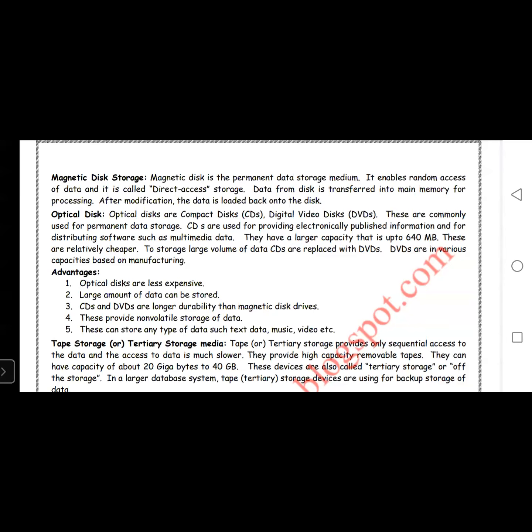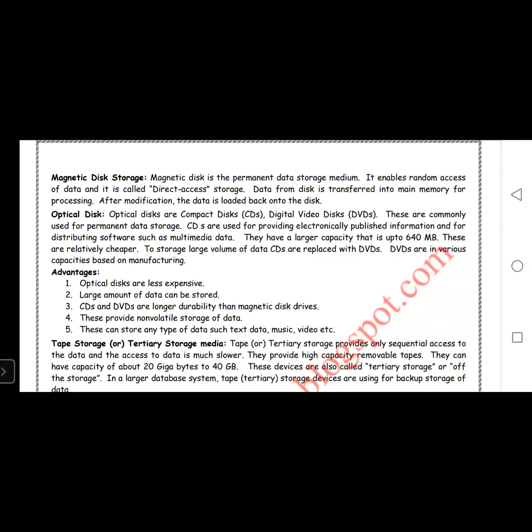Magnetic disk is a permanent data storage medium. So once we need to perform a read operation, the data will be transferred from the disk to the main memory. If it is a write operation, then we write the data from main memory to the disk.